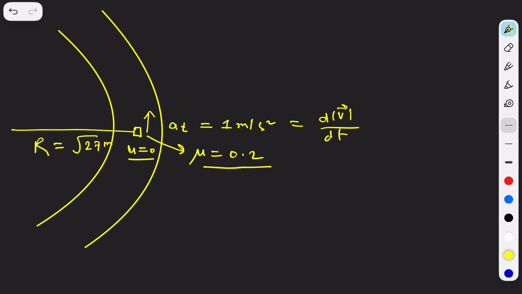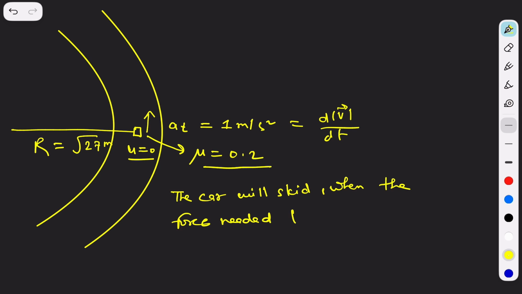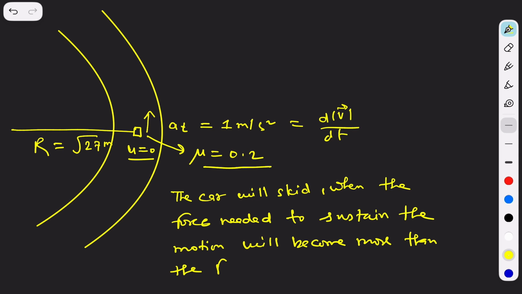We know that the car will skid when the force needed to sustain the motion becomes more than the force available to make it possible. This is the very simple thing that is needed here to understand.